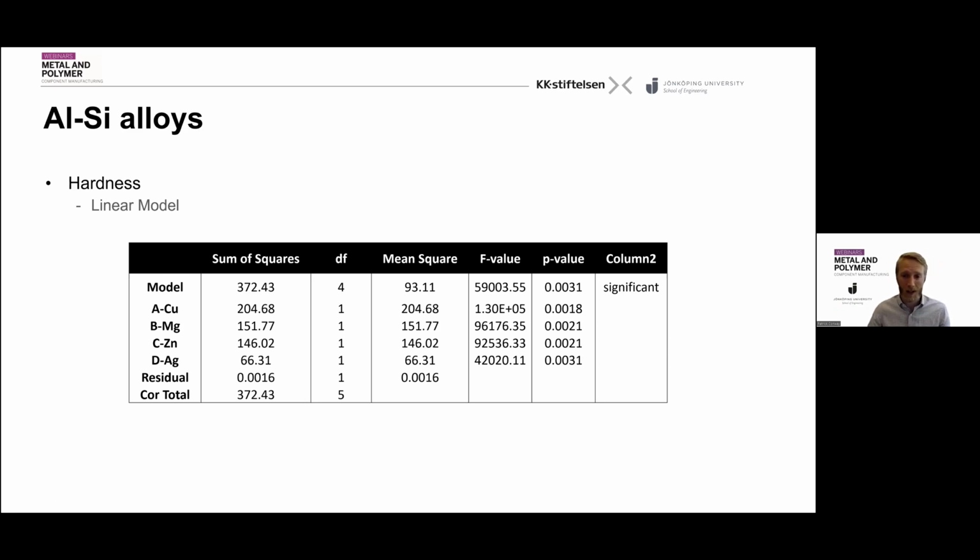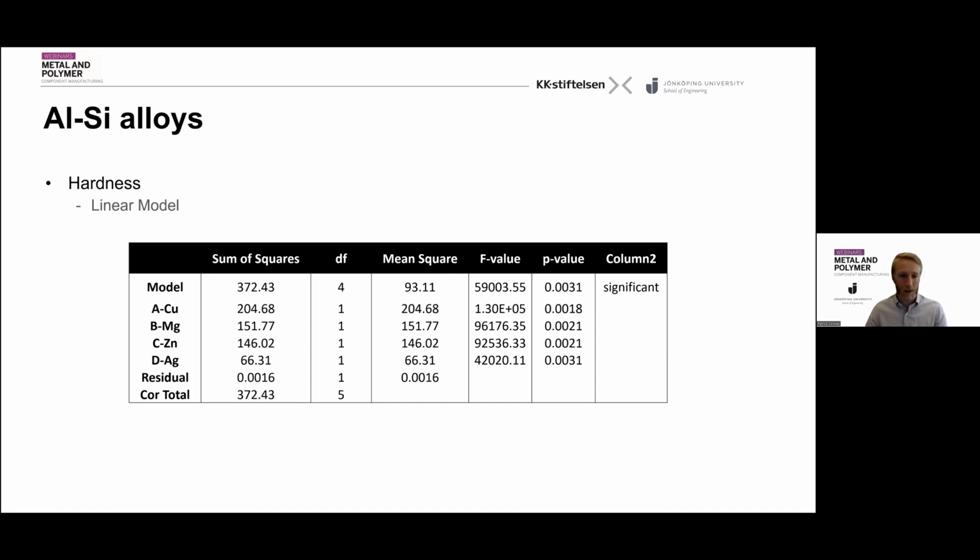So we want quite a high number here, which is what we have, which is excellent. And we have a relatively low p-value. We typically say a p-value less than 0.05 is significant, and something above 0.1 is not significant. So you can see all of our input factors here could be considered significant. And that's quite good to know for our hardness model.